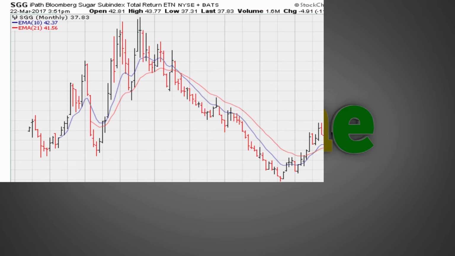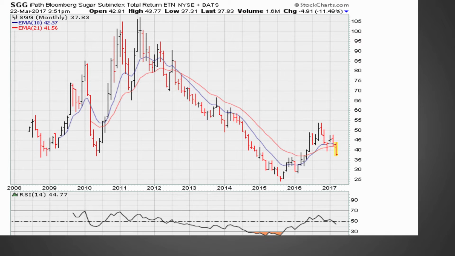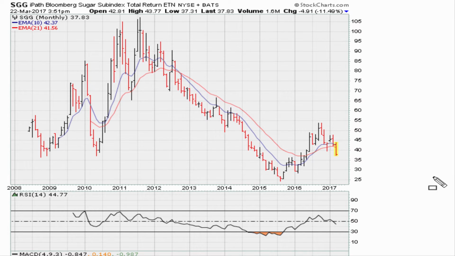Eric Muathe, Muathe.com. Let's take a look at the chart for SGG, the sugar ETF that trades in the US. And what we're going to be discussing is how we can use the RSI to determine major turn points.